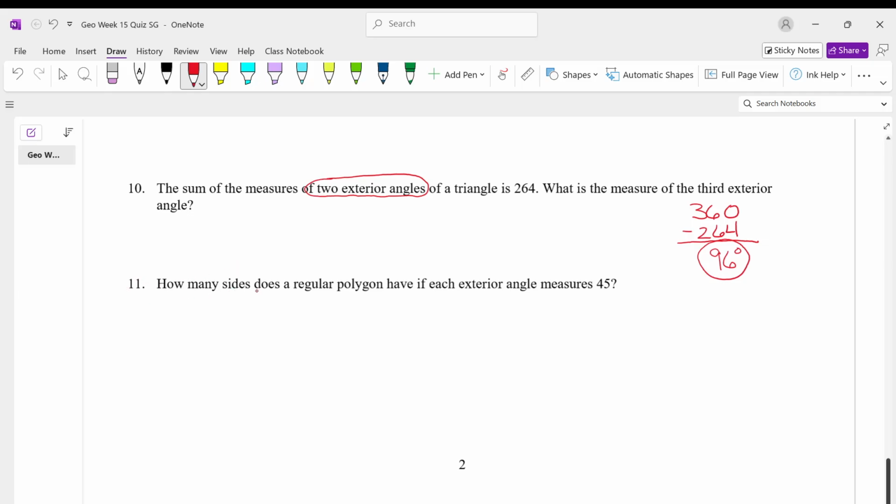Problem number 11. How many sides does a regular polygon have if each exterior angle measures 45 degrees? Well, all of the exterior angles need to sum 360. If one of them is equal to 45 degrees, you just take 360 and divide it by 45. And that's 8. So 8 sides. If each exterior angle is 45 degrees, you divide the 45 into 360, and it'll give you the number of sides.